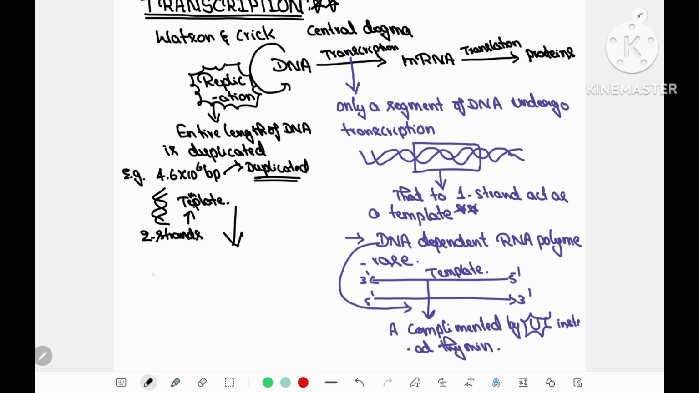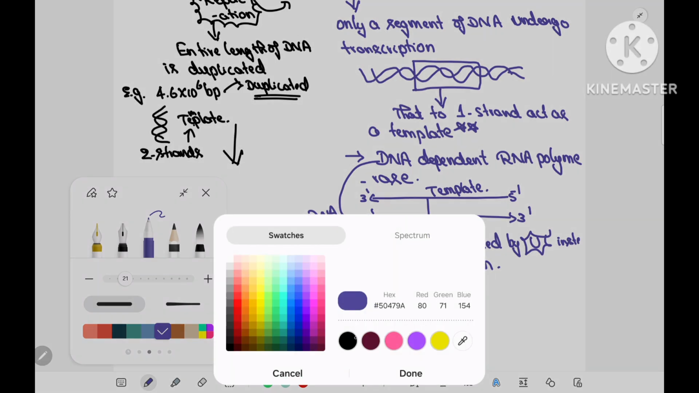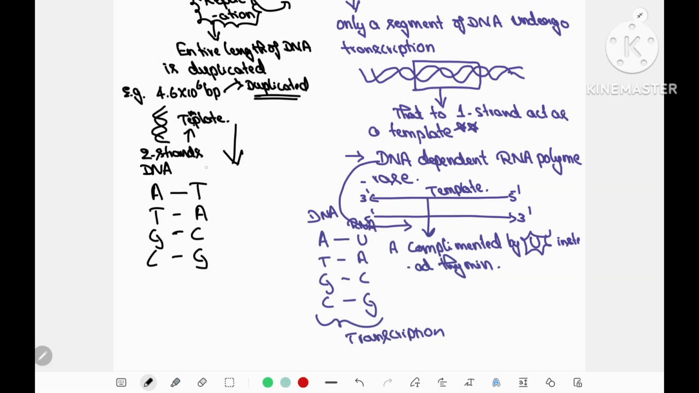So you should compare the things now. During replication, in the template, if there is adenine, the complementary strand will have thymine. If it is thymine, adenine; guanine, cytosine; cytosine, guanine. Whereas during transcription, if the template has adenine, the newly synthesized mRNA will have uracil. If it is thymine, adenine. If the template has guanine, it will have cytosine. If the template has cytosine, then it will have guanine. So that is what happens during replication and transcription respectively.